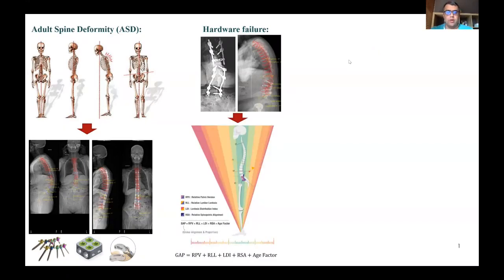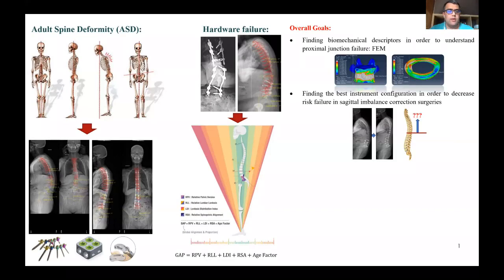Recently, a score-based method has been proposed to improve prediction of PJK after surgery. The Global Alignment and Proportion score uses pelvic incidence-based proportional radiograph parameters in the full spine in order to predict the risk of proximal junction failure. Besides the score-based predictors, my thesis follows two overall goals.